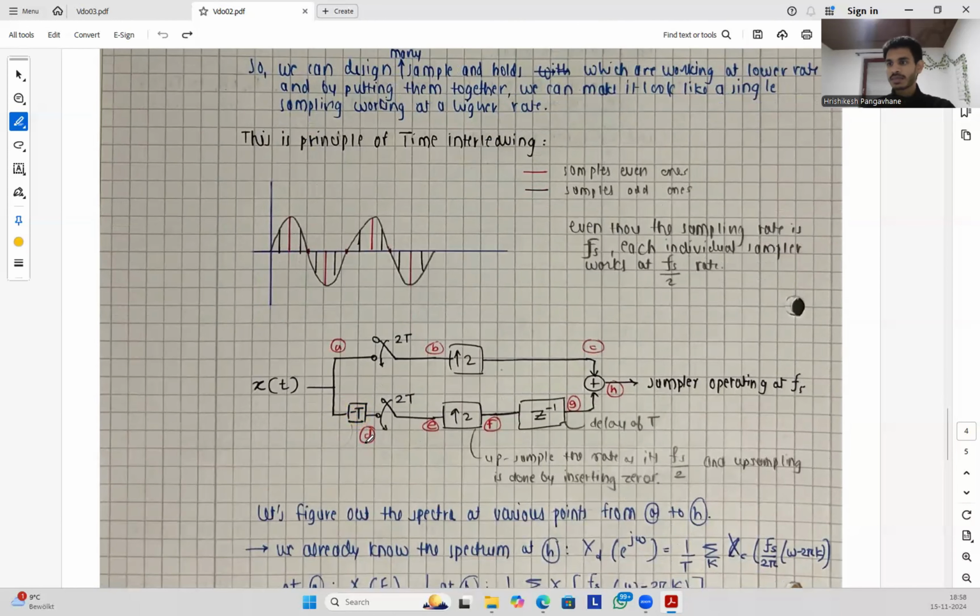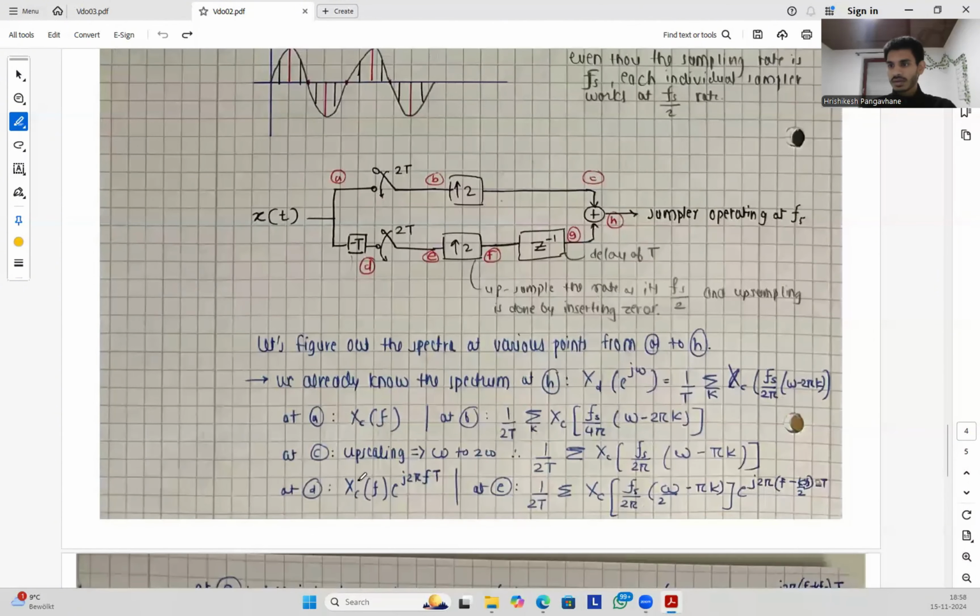That's why at point d we have the same Fourier transform, the same spectrum Xc of f, but with the advancement of t. So that's how it is represented: e to the power j omega t. Here omega is 2 pi f.